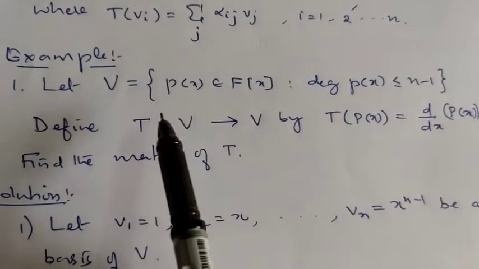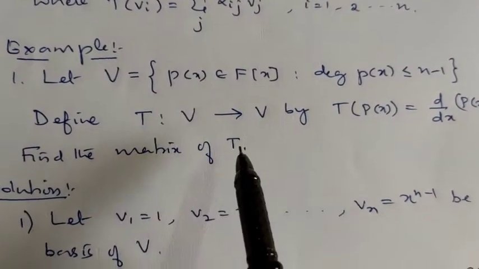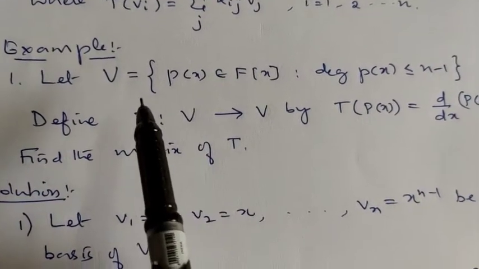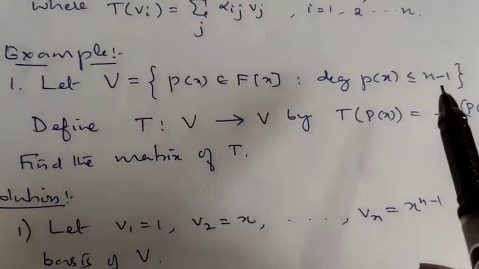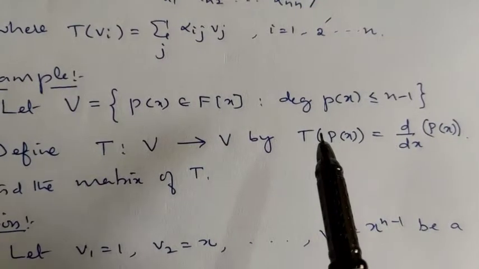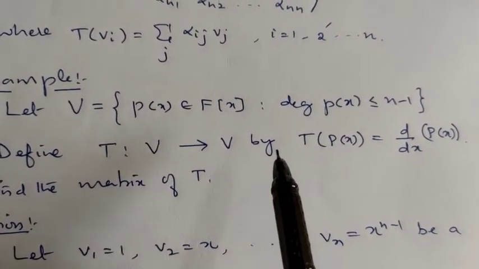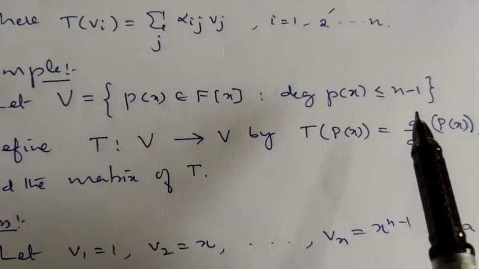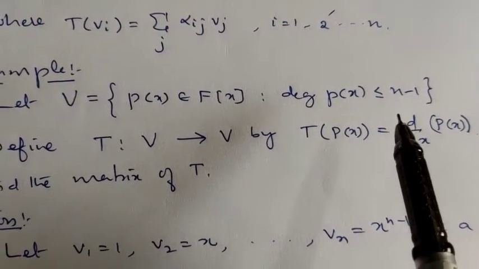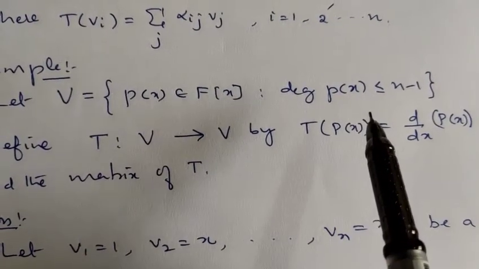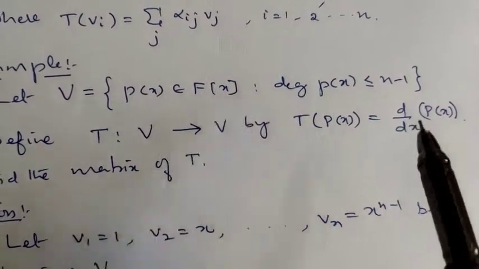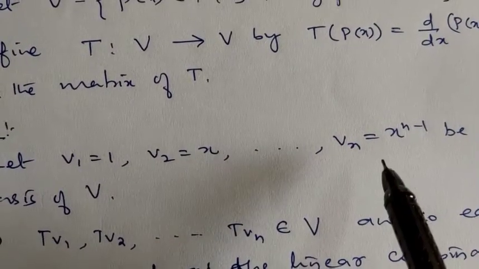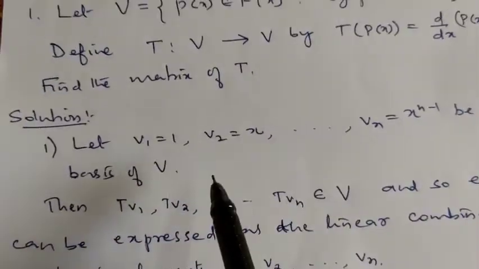Unless we know the basis of V, we cannot find the matrix of this transformation. So let us see which are the basis for V. V is the set of all polynomials of degree n minus 1. The standard basis for polynomials is 1, x, x square and so on up to x to the n if it is a polynomial of degree n. Now it is a polynomial of degree n minus 1, so the basis elements are 1, x, x square up to x power n minus 1. Let us take V1 equal to 1, V2 equal to x and so on, and Vn, the nth element, is x power n minus 1, be a basis of V.